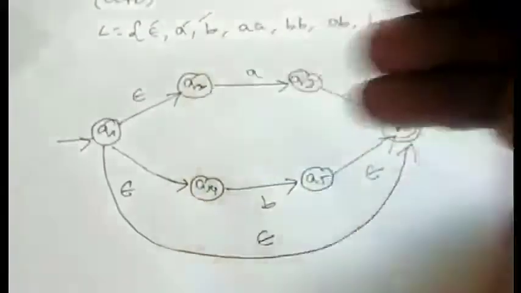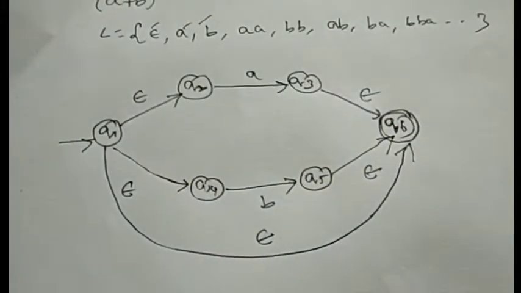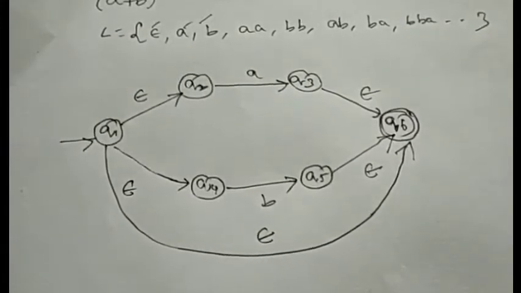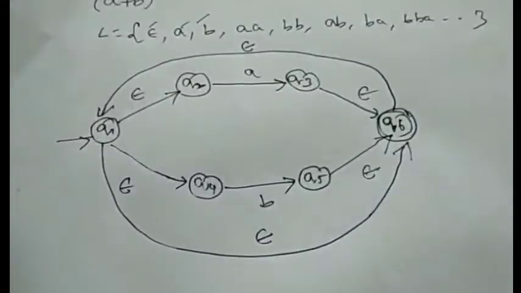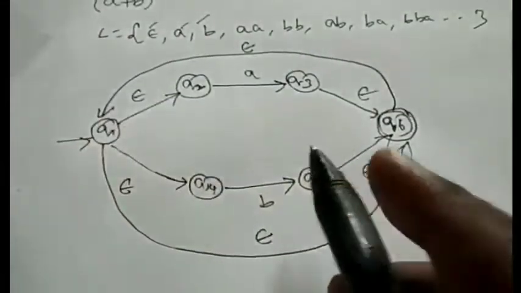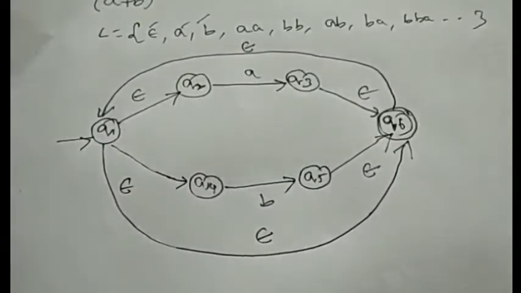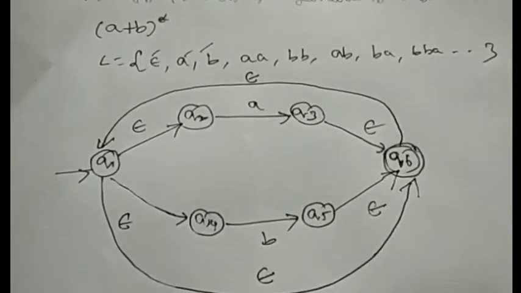Epsilon can be generated, A and B can be generated, but this A and B can be repeated any number of times. So either you can repeat A or B, or together you can repeat them. So in that case, the final state is Q6, so I make a loop back from Q6 to Q1 with epsilon. Okay. So this will repeat A any number of times and B any number of times, and so on and so forth. So this is an NFA diagram for the regular expression (A plus B) star.